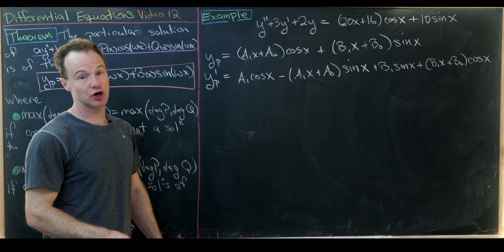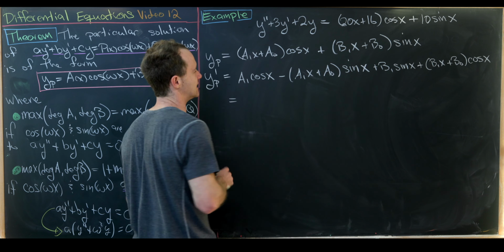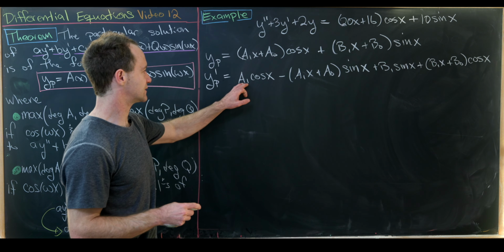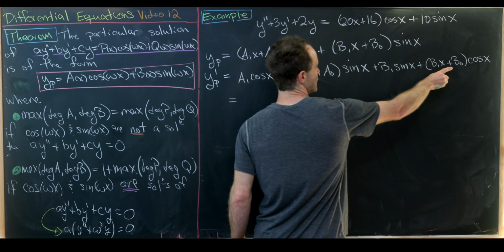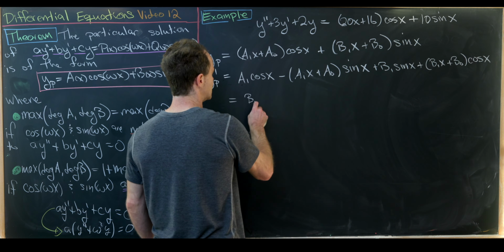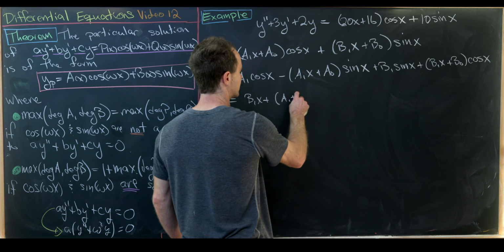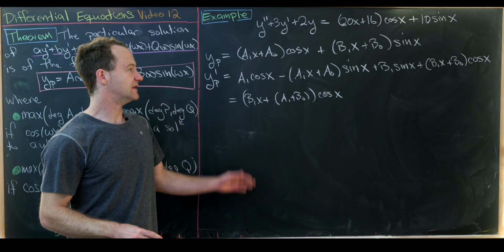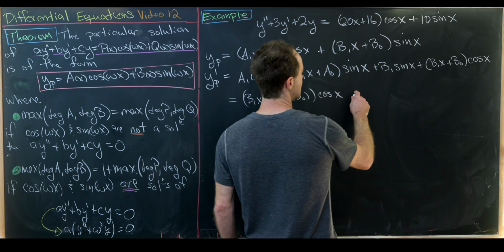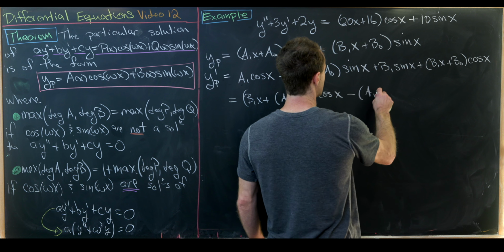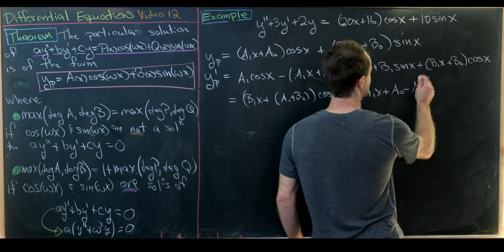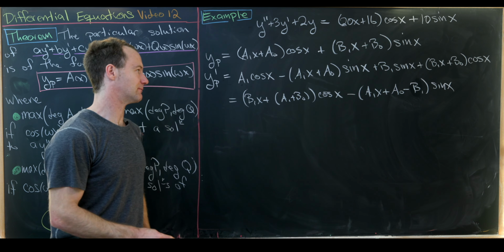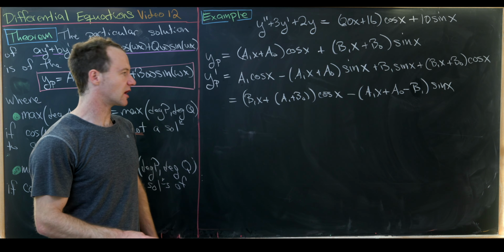Now let's collect the cosine terms and the sine terms just to keep it nicely organized. So let's see what we have for cosine terms. We have a1 here, and then we have b1x plus b0. So we'll have b1x plus a1 plus b0 times cosine of x. And then for the sine term, we'll have minus a1x plus a0 minus b1 times sine x, where I have to change that sign because I factored a minus out. Okay, so that's where we are at the moment.